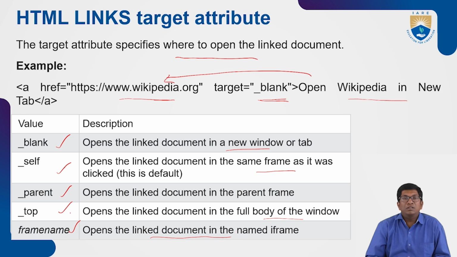So, very important: the two attributes are href, to specify the URL or the path, and one more attribute is the target attribute. That is the way to open that linked document. So that is about the syntax of HTML links using the anchor tag.